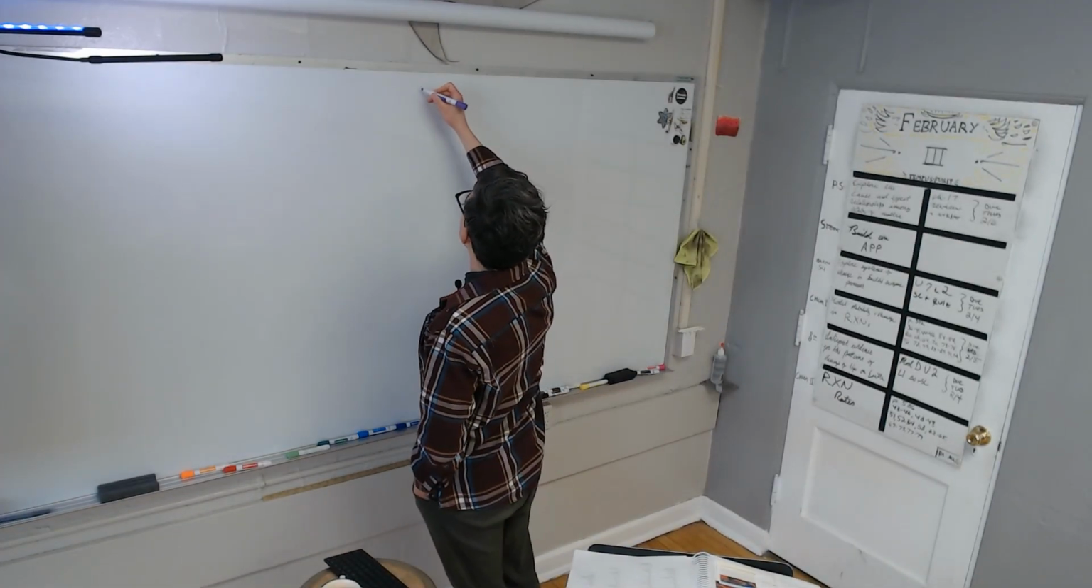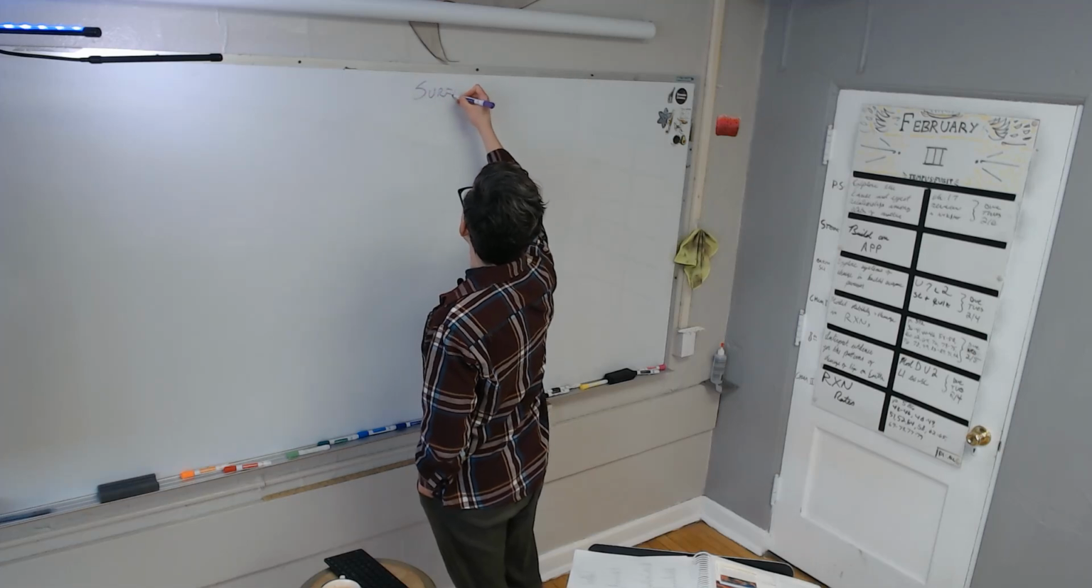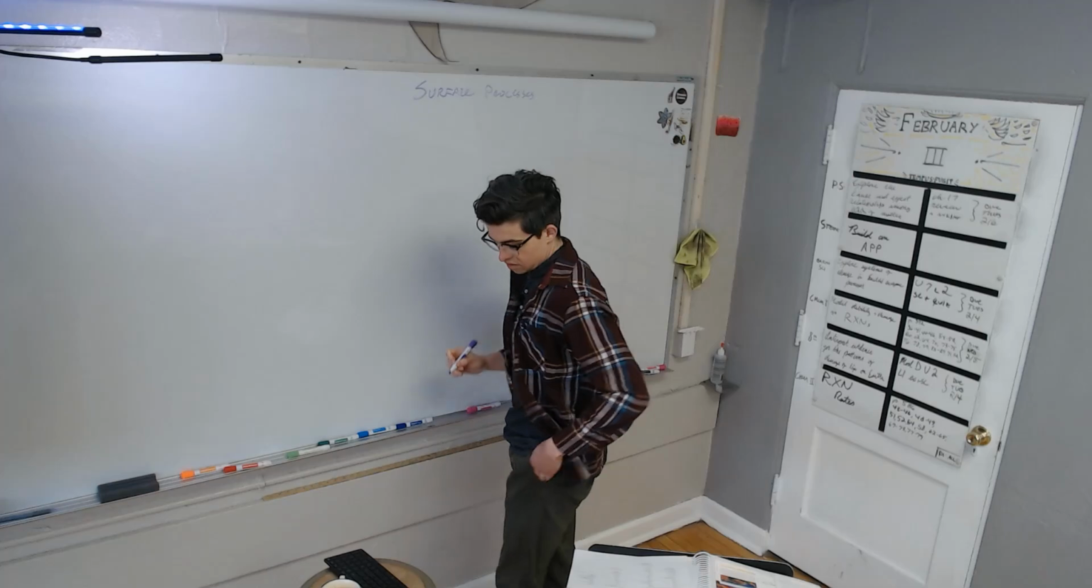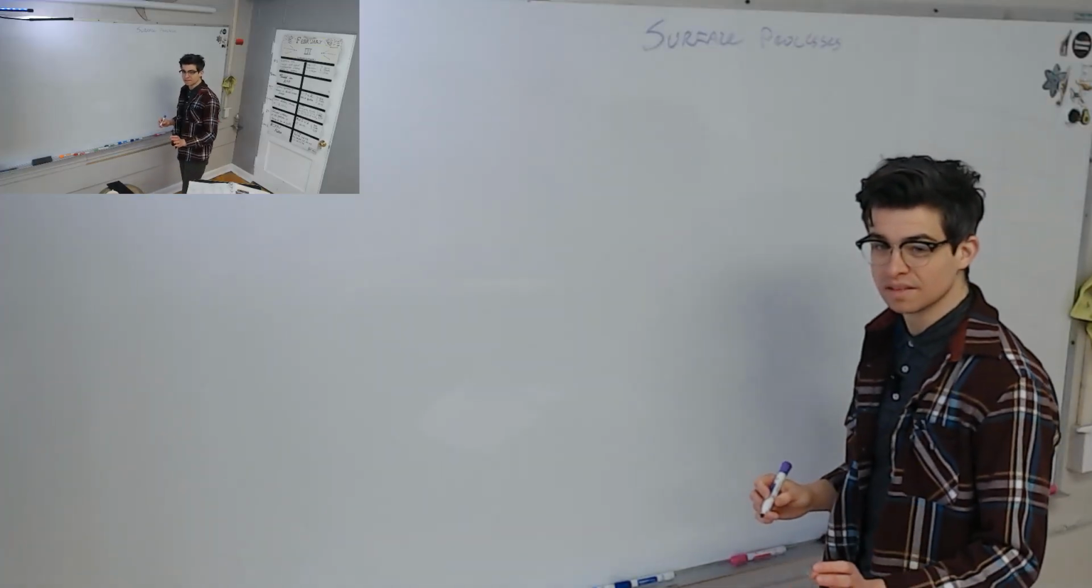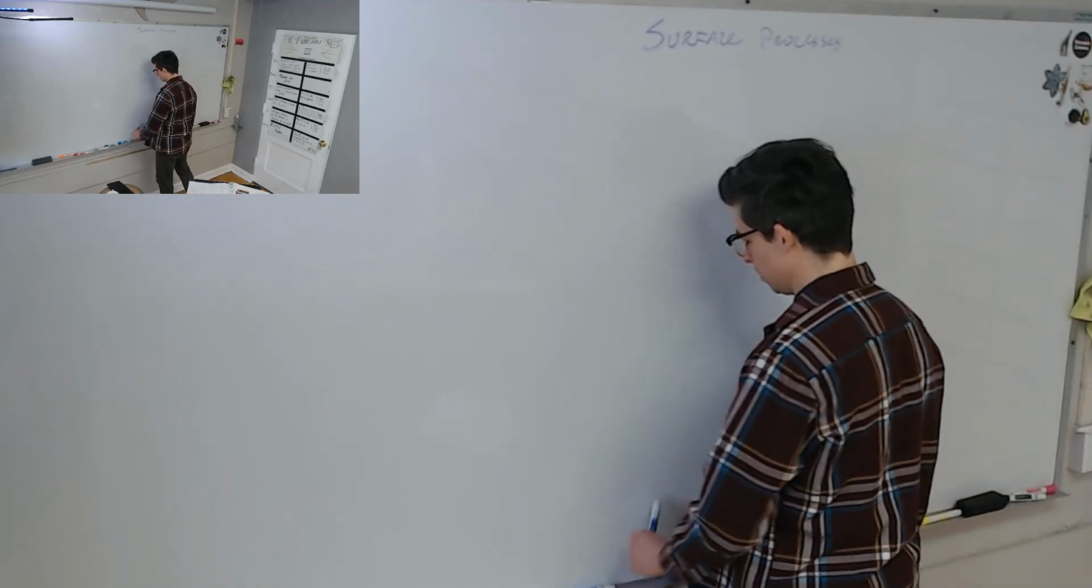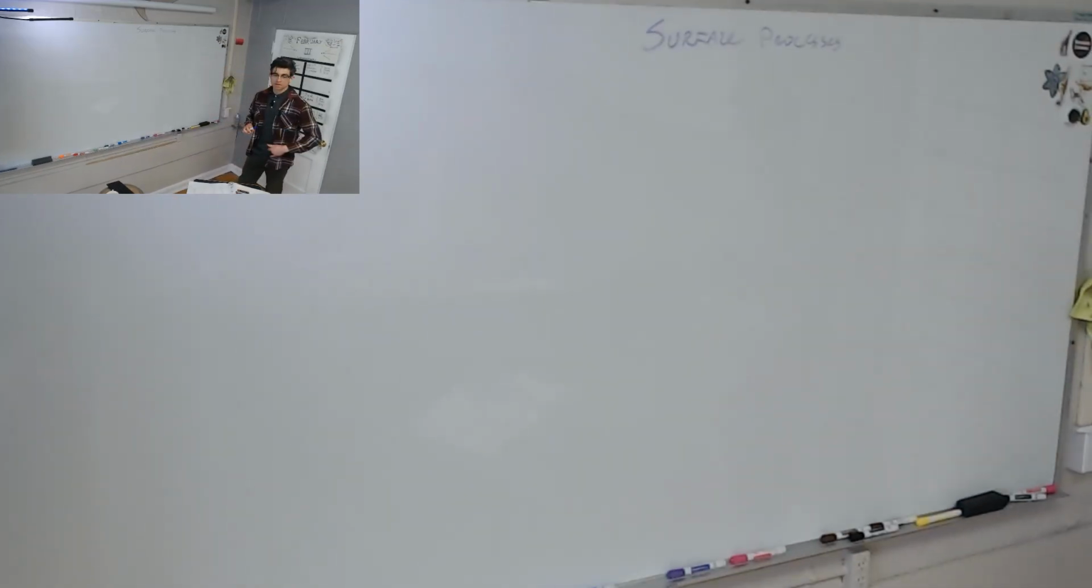We're talking about surface... I'm not sure this is going to show up very good. Processes. No, it doesn't show up at all. A little better now? I'll change to black. I'll do dark blue. Let's do it. Okay.